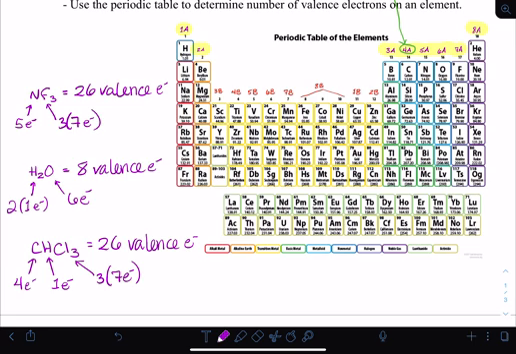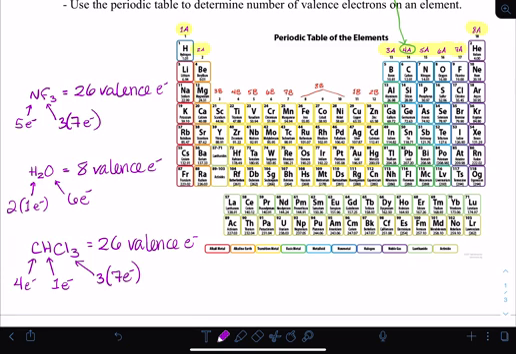So once we've got this number, it's something that we want to keep in mind going forward, because it's our target number of electrons that our structure needs to contain in the form of lines for bonds or dots for lone pairs. We need to add up to this correct number, or we're not actually representing the correct molecule. So that's step 1, and that should always be step 1 for now.